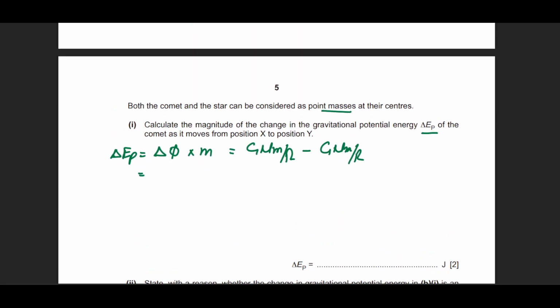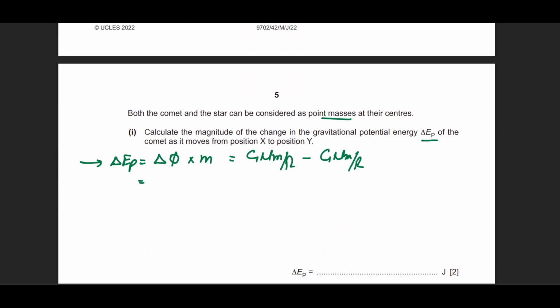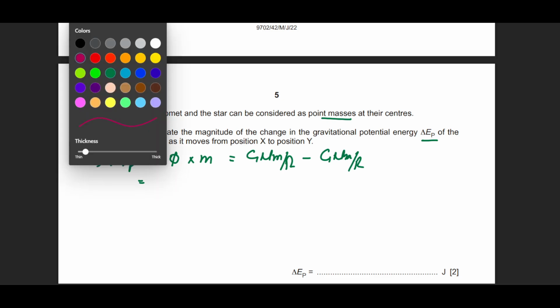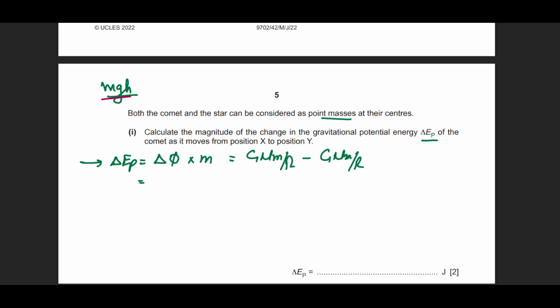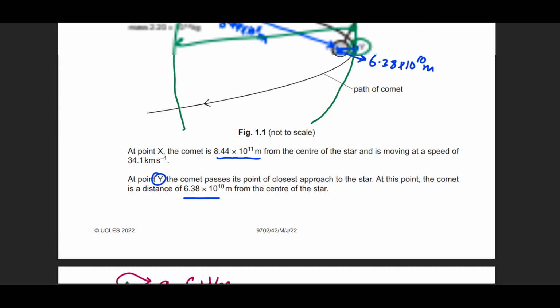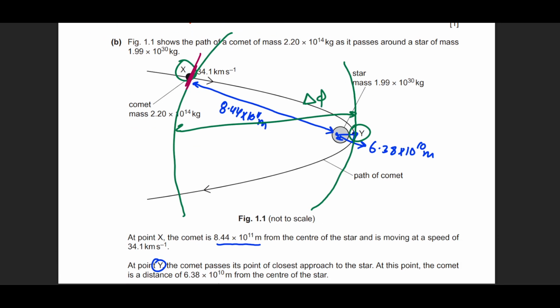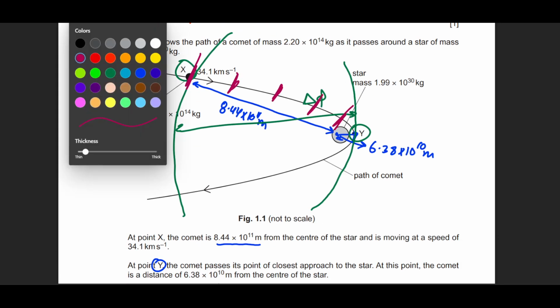Now notice that this is the longer method. This is the process that we have to do because the value of g is not constant. Previously, when g was constant, we simply used mgh in O levels and IGCSE, and at least A level first year. We used to use this formula mgh for the potential energy, but now we can't do that because the value of g is equal to GM over r squared. It's changing at all times. It is different at this point, it is different at this point, and so on and so forth.